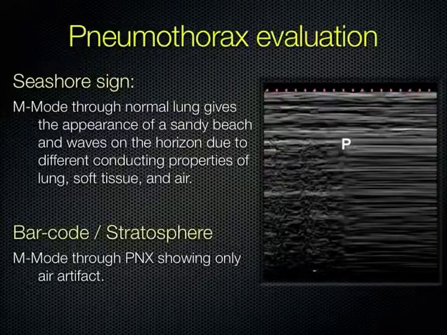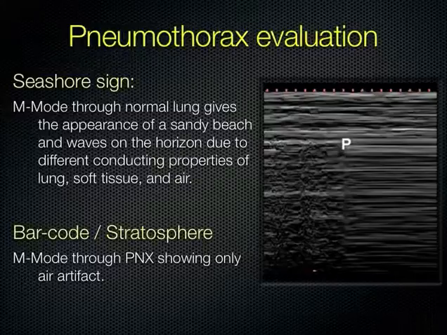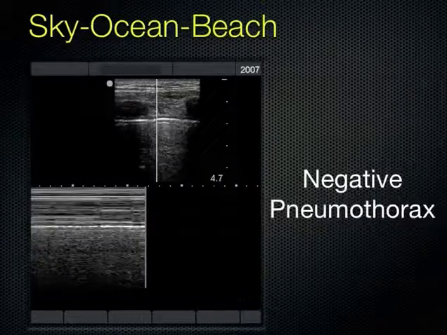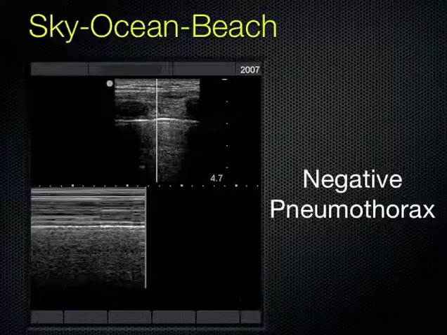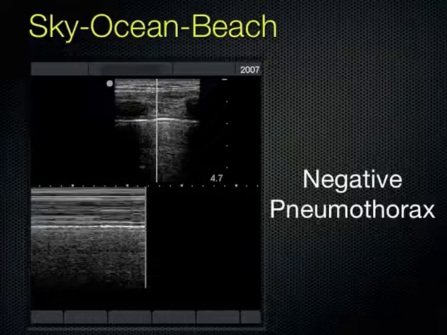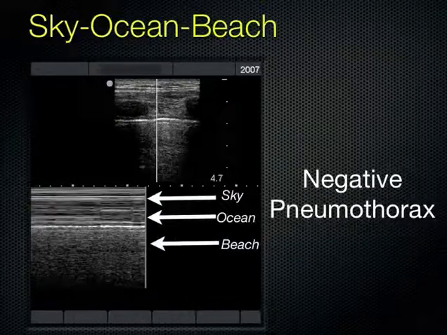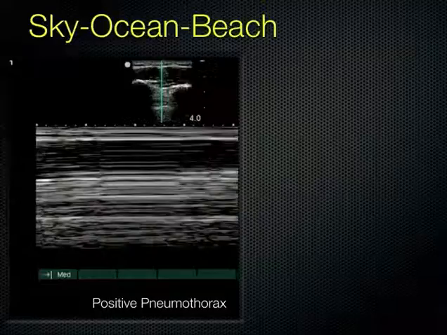Some examples. This is an M mode through the pleural interface. Even though it hasn't gotten all the way across the screen, you can appreciate very definite sky, ocean, with the pleural line being the horizon where the ocean meets the land, and a beach more inferiorly. That's due to the motion of the lung. By contrast, in the upper picture you can appreciate an A line, which could be pneumothorax or could be normal, but when you put an M mode through it, you have no beach. This is a pneumothorax. It looks like a barcode. So this is what we're looking for.